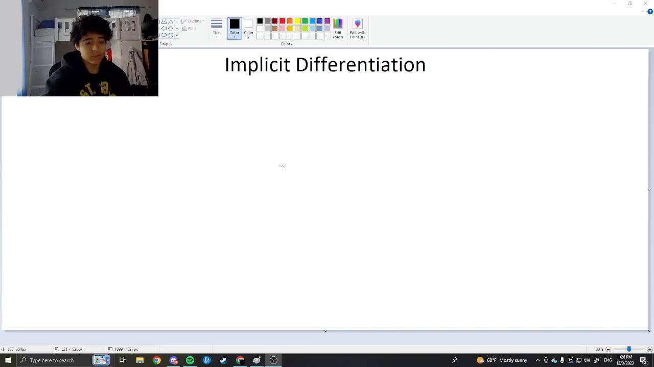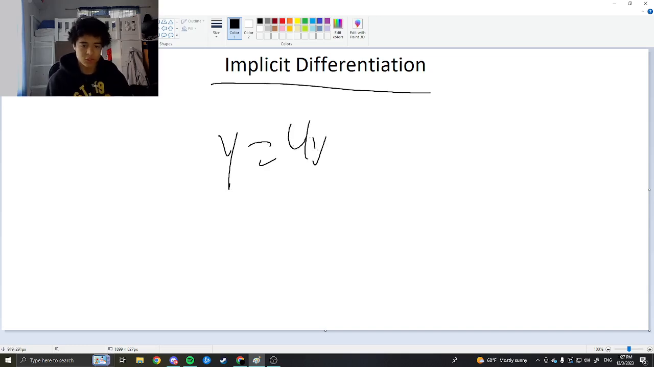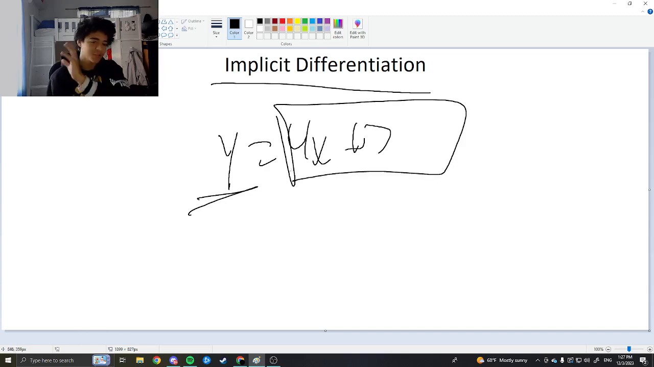So the next thing we have to cover is implicit differentiation. So what does that mean? So far we've been deriving functions like y equals 4x plus 7. It's 1y, and then everything else, the equation is on this side. We have f of x equals whatever.